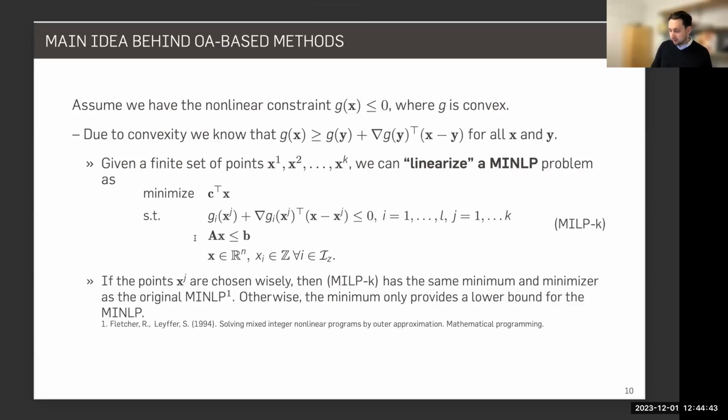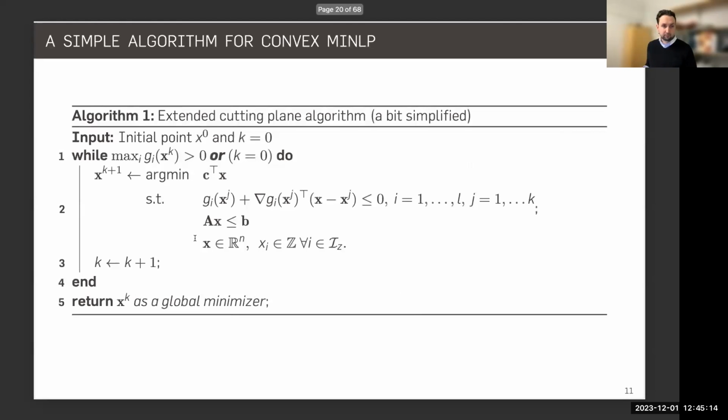But a very important property that is described in this paper by Fletcher and Leyffer from '94 is that if we choose these points x1 to xk wisely, then this mixed integer linear problem will have the same minimum and the same minimizer as the original MILP problem. If we are not that wise in choosing the points, we still obtain a valid lower bound. But the important thing here is that we can exactly solve the convex MILP problem as a linear MIP. And I want to show you a little bit how this can be done.